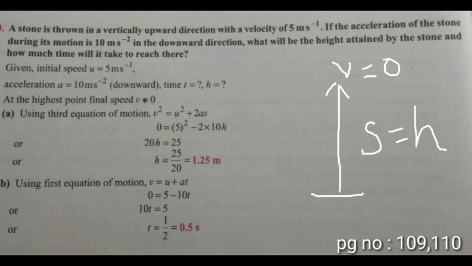Given data is initial speed u equals 5 meter per second. Final speed equals 0. Why is it 0? Because the stone is travelling in the vertically upward direction. It reaches some height and then it is at rest. So final speed becomes 0. And acceleration is given as 10 meter per second square. We have to find time and height.